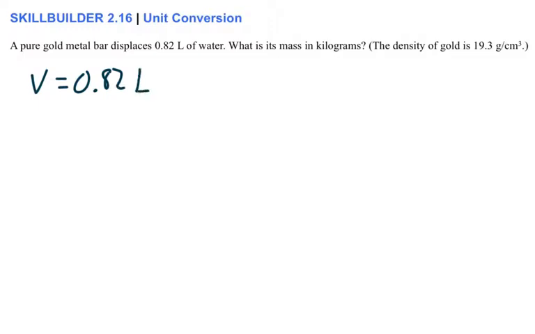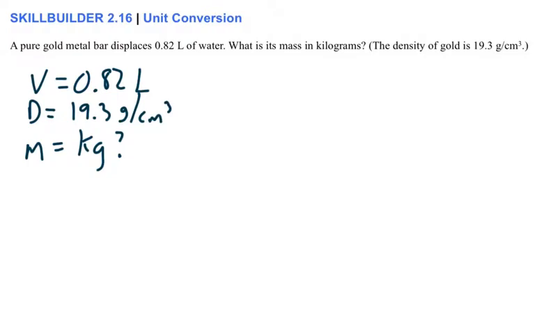And notice it's in liters. Now, they want to know what would be the mass. Notice they want the answer in kilograms. And they do tell us that the density of gold is 19.3. The problem here is that we need to convert the liters to milliliters, because a milliliter is the same thing as a cubic centimeter.